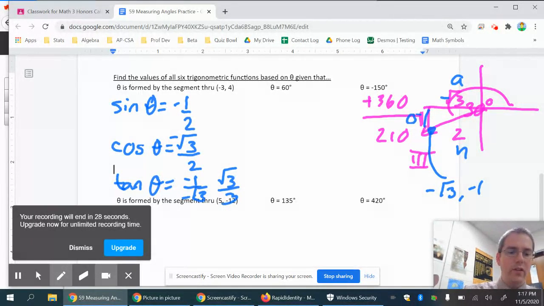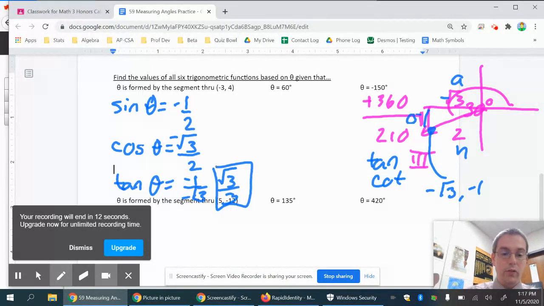You notice tangent does end up being positive, which matches what we said in our notes, that the only thing that should be positive in quadrant 3 is tangent, and by extension cotangent. The others are negative. Tangent is positive because the two negatives cancel out to make a positive. I'll leave it to you to find the other 3 trig functions and try the other examples. If you need help, please let me know.